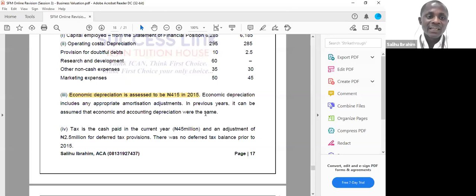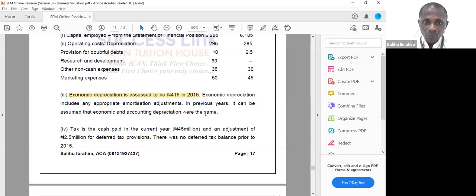Economic depreciation should include any appropriate amortization adjustment. You might not understand that statement now, but when we solve, I will expatiate on it. In the previous year, it can be assumed that economic and accounting depreciation were the same. So in 2014, both were the same. Therefore, no adjustment is required as far as 2014 capital employed is concerned.